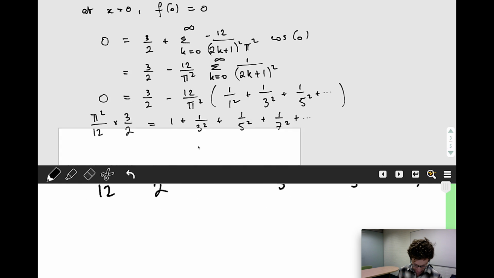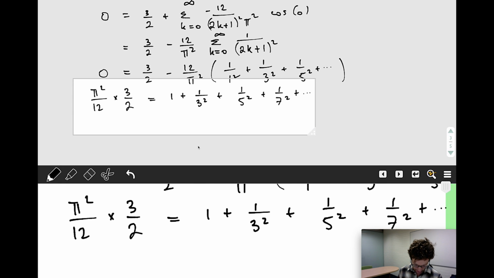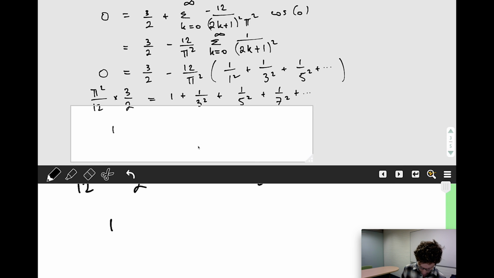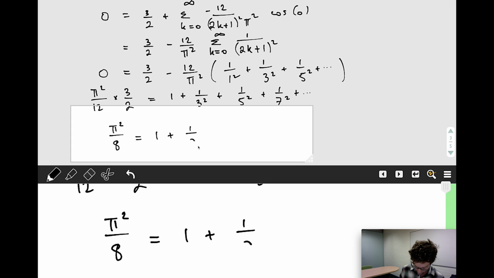So what does this thing on the left-hand side become? Well, I've got pi squared. The 3 is going to cancel one of the factors of 3 in 12, so that'll give me pi squared over 12, multiplied by 3 over 2, is pi squared over 8, which is equal to 1 plus 1 over 3 squared plus 1 over 5 squared plus 1 over 7 squared.